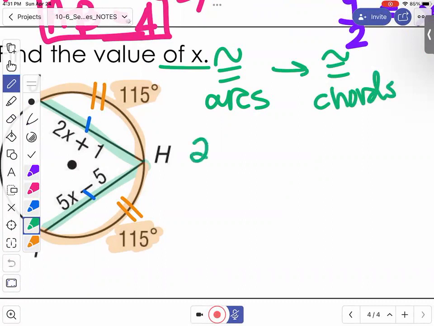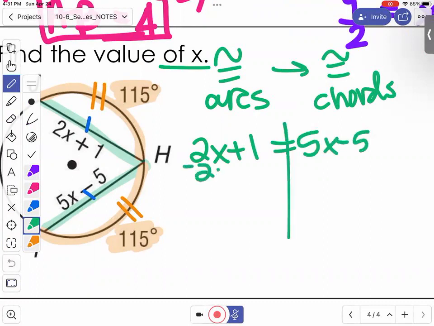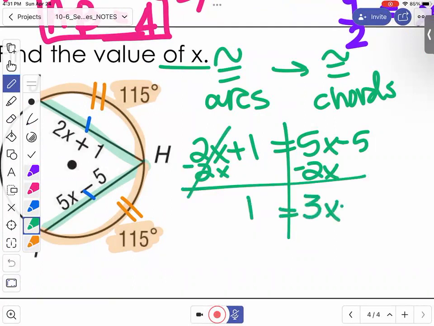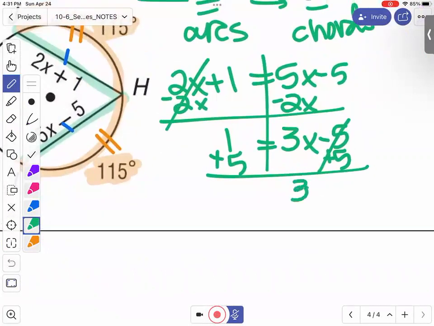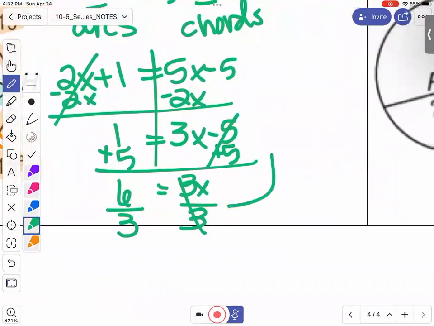So that means 2x plus 1 has to equal 5x minus 5. Let's solve this one out. So minus that 2x to both sides. So 1 is equal to 3x minus 5. Now we can add the 5 back. So 3x should equal 6. Divide by your 3. And my x will be 6 divided by 3, which is a 2.